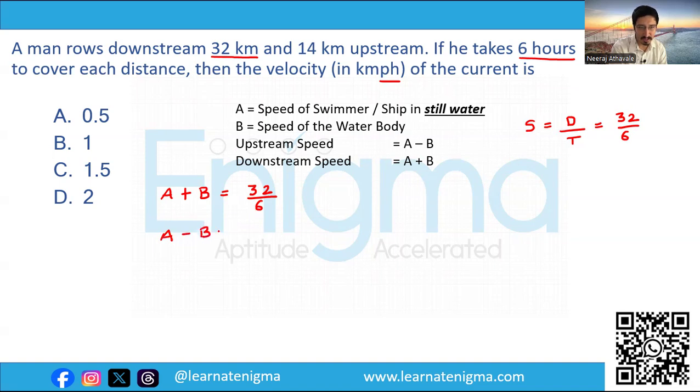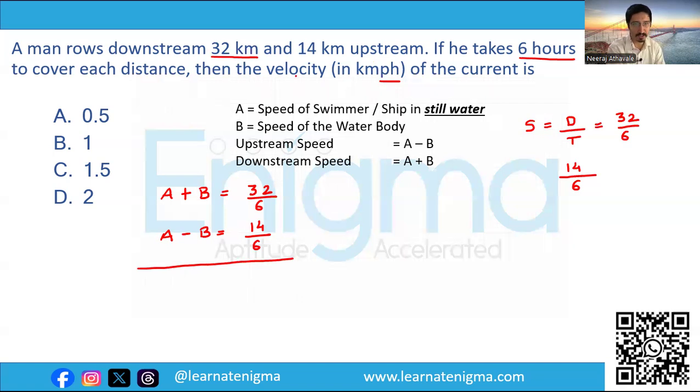Similarly, A minus B will be equal to, again by applying the same formula, the upstream distance is 14 and the time is 6 hours. So it will become 14 by 6. So these are the two equations we get from the given data.